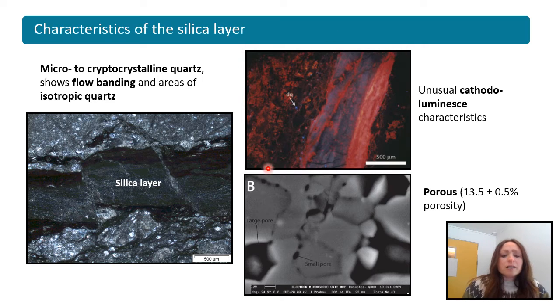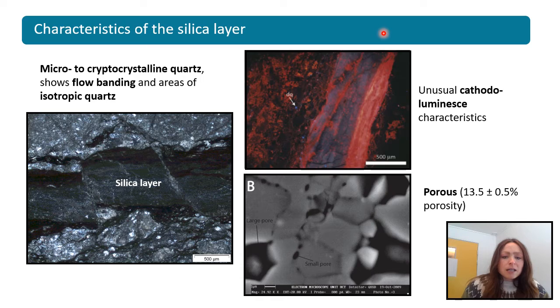Under cathodoluminescence, the silica layer shows very unusual colors for quartz. Typical quartz has this bright blue color under CL, and we see it for that detrital grain in the dolomite breccia. The lilac CL colors for the silica layer are more commonly observed in high temperature igneous quartz or metamorphic quartz grains that have cooled very quickly. So it's a very unusual color.